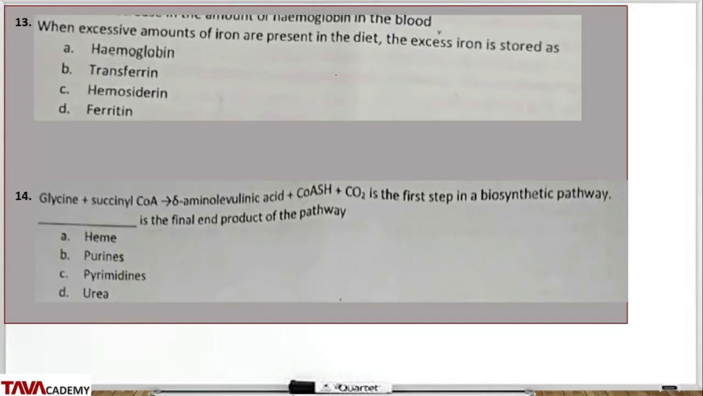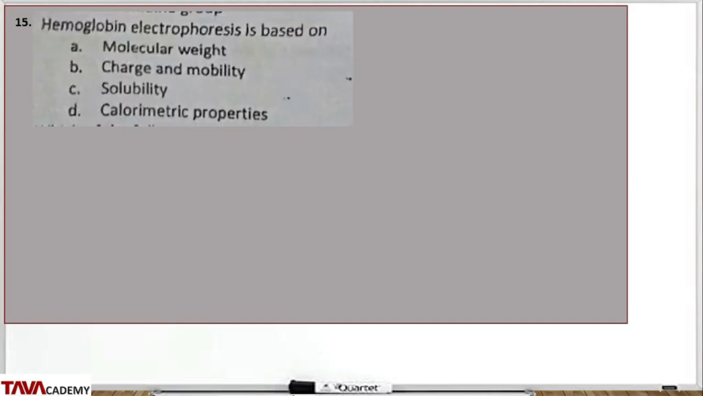When excess amounts of iron are present in the diet, the excess iron is stored as what? The answer is ferritin. Excess iron is stored as ferritin. Glycine plus succinyl-CoA gives amino levulinic acid plus coenzyme A and CO2. This reaction is part of the biosynthetic pathway for heme, which is the final product of this pathway. And hemoglobin electrophoresis is based on charge and mobility. So this is the conclusion of this MCQ review.